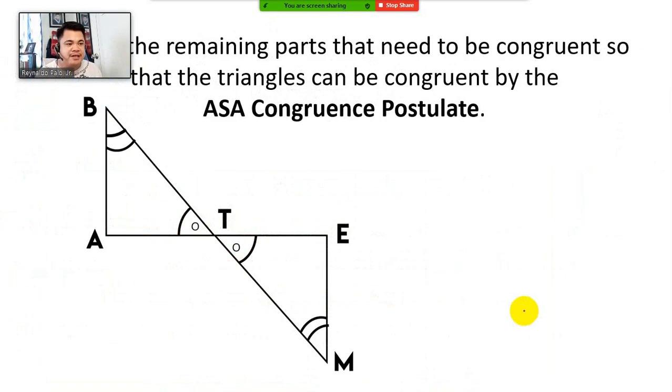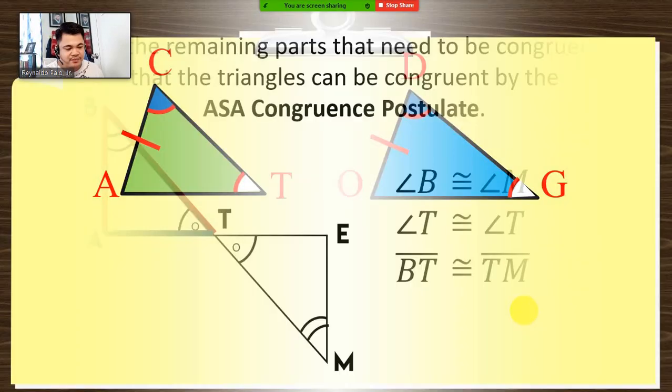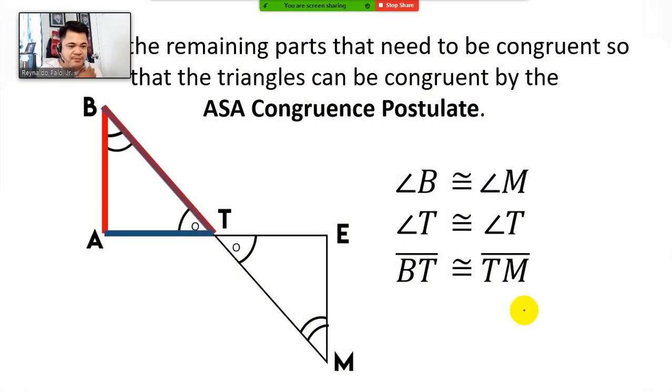Name the remaining parts that need to be congruent so that the triangles can be congruent by the ASA congruence postulate. Angle B is congruent to angle M. Angle T is congruent to angle T. And segment BT is congruent to segment TM. So we can now say the triangle BAT is congruent to triangle MAT.